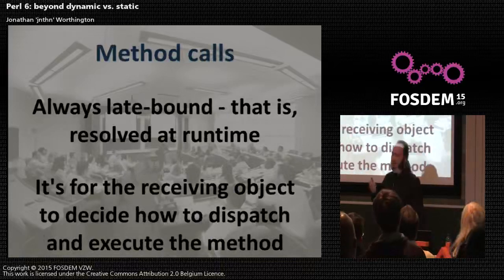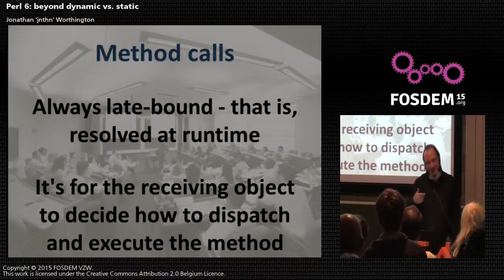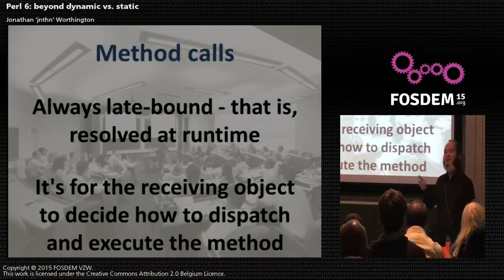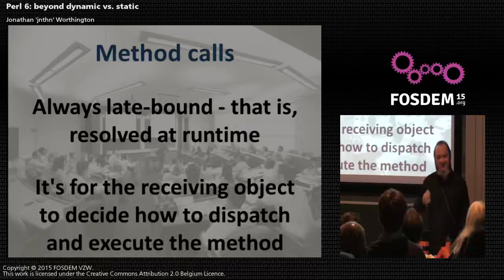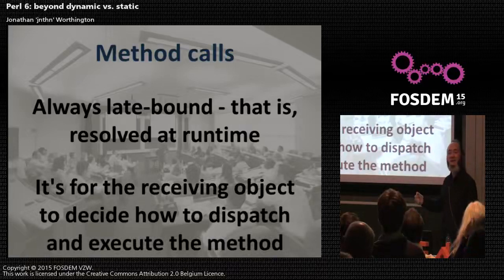So let's talk a bit about method calls before we do that, because that's one of the reasons you write a class, okay, to end up calling the methods on it. That's the point. So this is one of the things that in Perl 6 is late bound. Okay, these are things that are resolved at runtime. It's completely up to the object that receives the method call to decide how it's going to handle it. And that's very much in the spirit of the way that OO works.